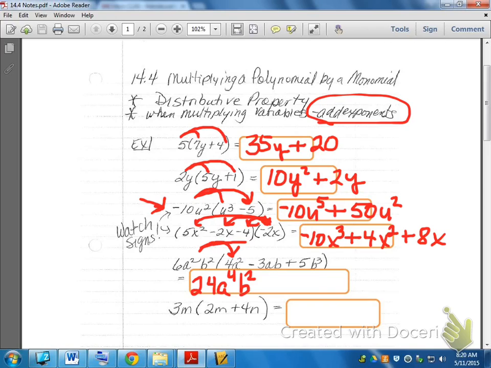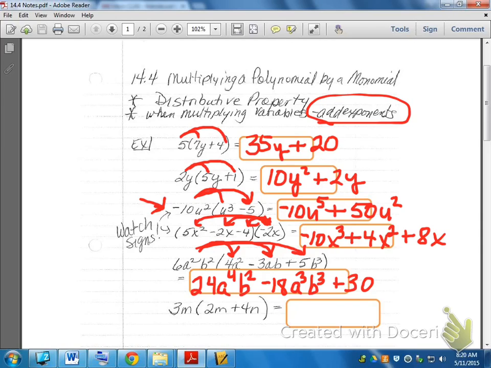All right, next. 6a to the second b squared, I got to take it times negative 3ab. So positive 6 times negative 3 would be what? Negative 18. I've got a to the second times an a, makes it a to the third. b to the second times b makes it b to the third. And 6a to the second b to the second times 5b cubed for the last step. So 6 times 5, they're both positive. So positive 30.